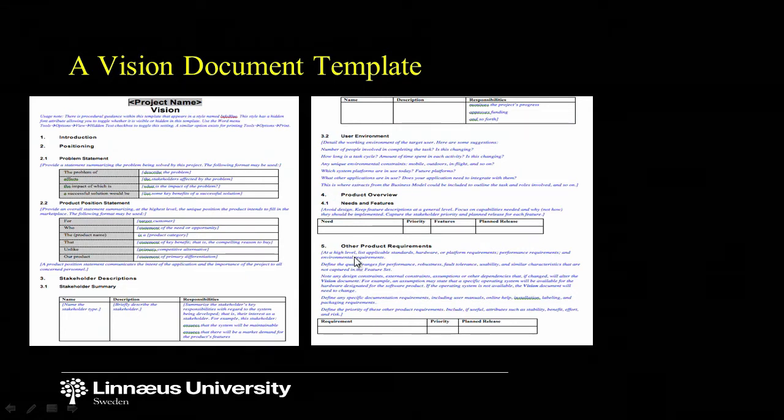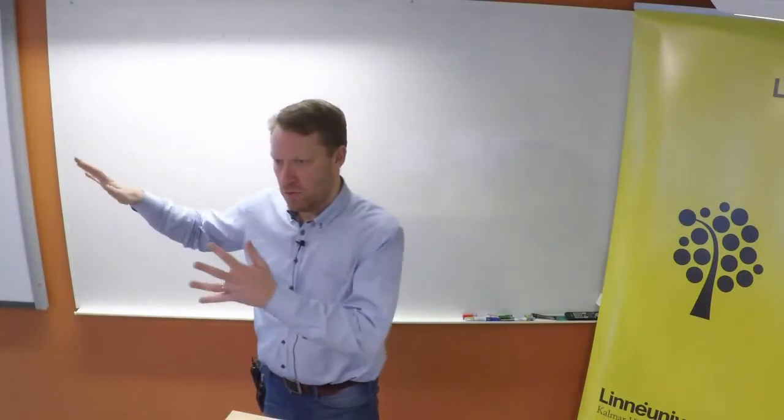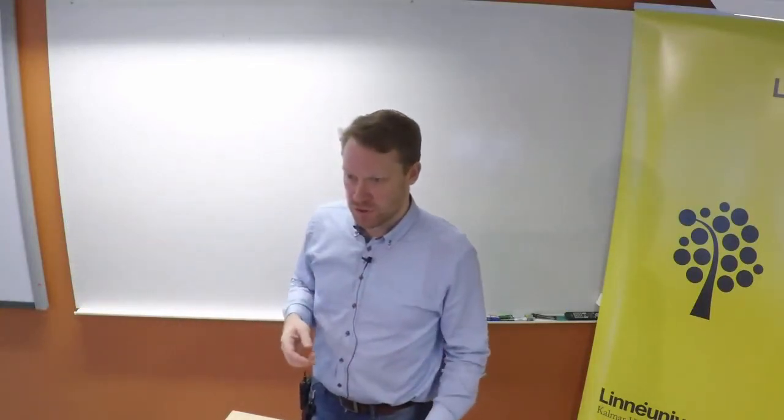And then additional product requirements. It could be different qualities, could be different constraints on the product, etc. So the separation of problem and product is one way to do it, but you can just go for the product. You don't have to take this extra problem statement. Just to give you an idea what you can include in a vision document.